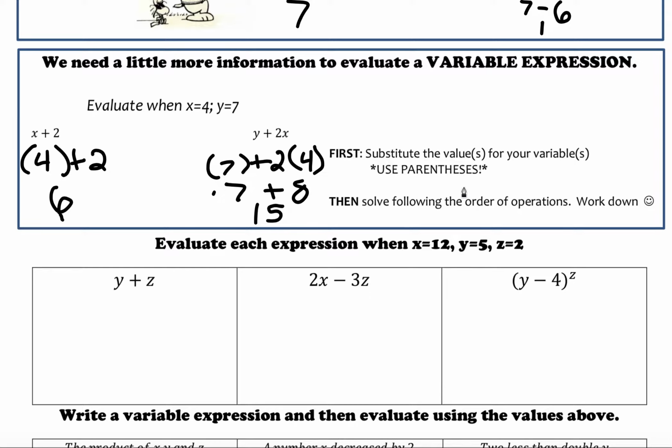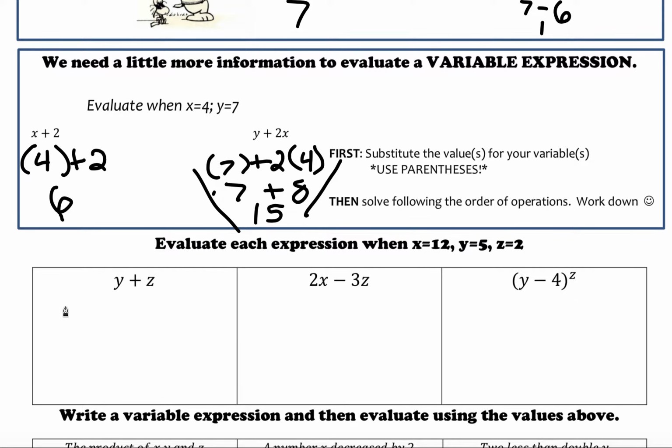And if you want to review that, first substitute the values for your variables using parentheses, then solve using the order of operations, working down. So as you see, I have worked down. Evaluate each expression when x equals 12, y equals 5, and z equals 2. Please pause the video now and try these 3 problems.